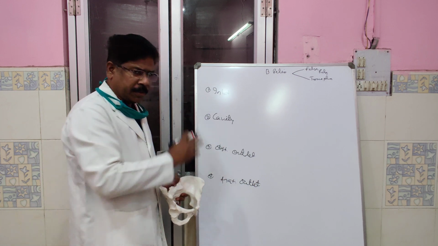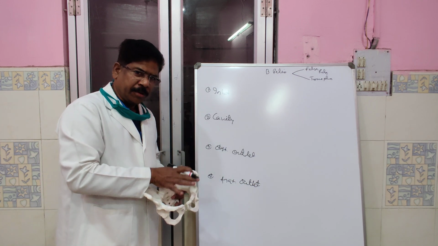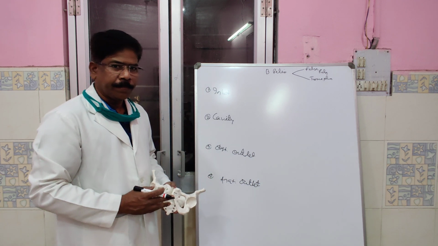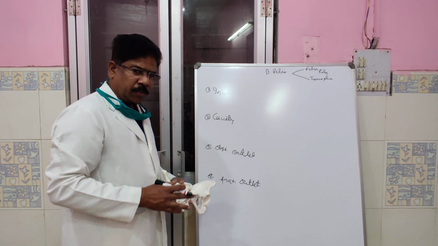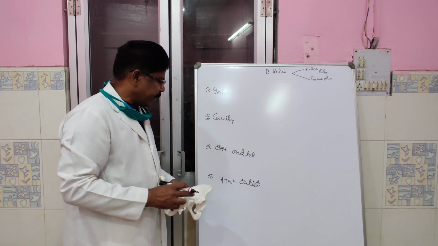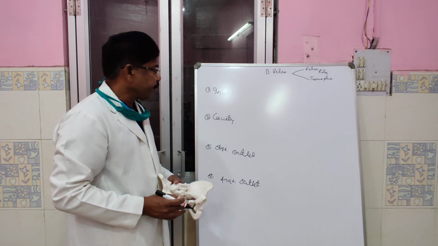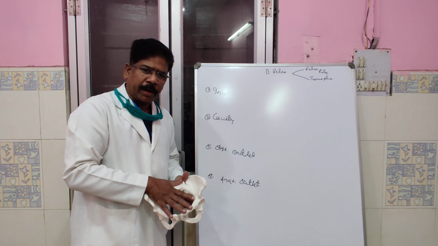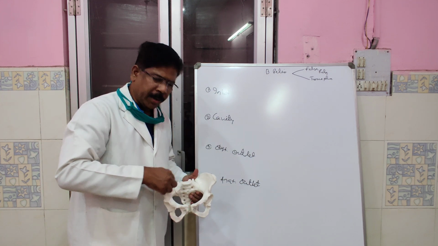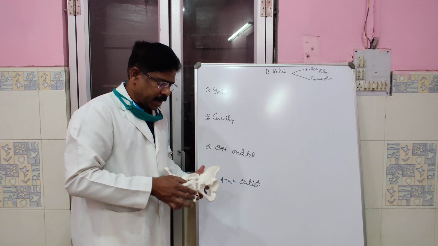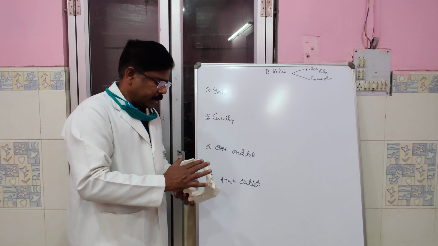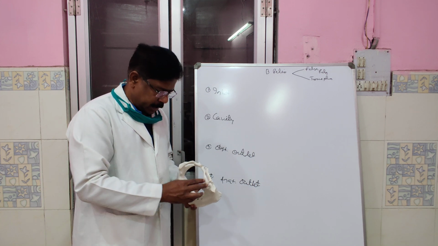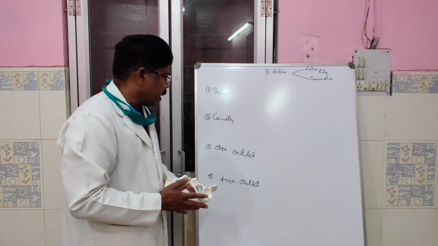Out of all four things, the inlet is a plane and the anatomical outlet is a plane. And the cavity is a segment and the obstetrical outlet is a segment. The inlet, otherwise known as the pelvic brim, comprises important bony landmarks I explained in the last class. The anatomical outlet starts from the lower border of the symphysis pubis, the ischiopubic rami, the ischial tuberosity, and the tip of the coccyx. This is the anatomical outlet.